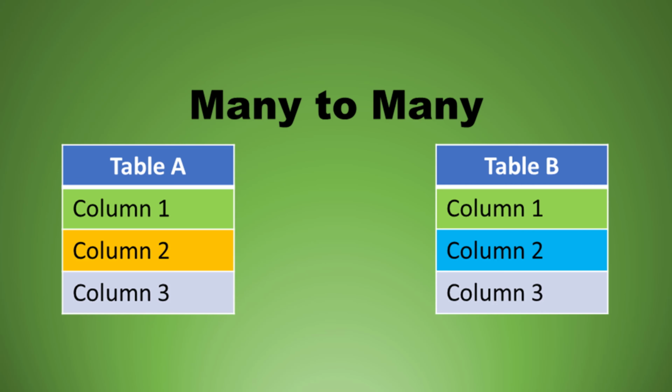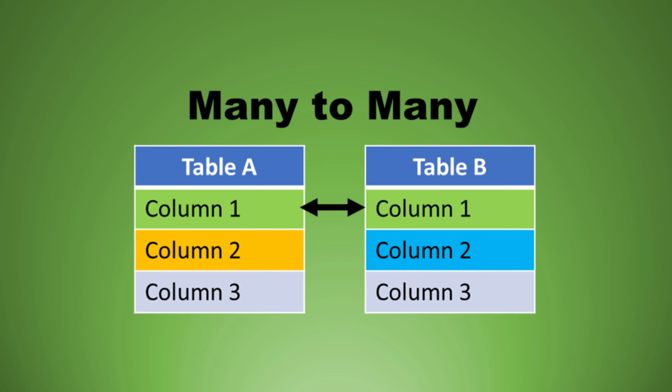In a many-to-many relationship between tables, for every one row in table A, there can be many related rows in table B. The reverse is also true, which means that for every one row in table B, there can be many related rows in table A. That's why we show the relationship with arrowheads at each end of the line. Let's look at an example.